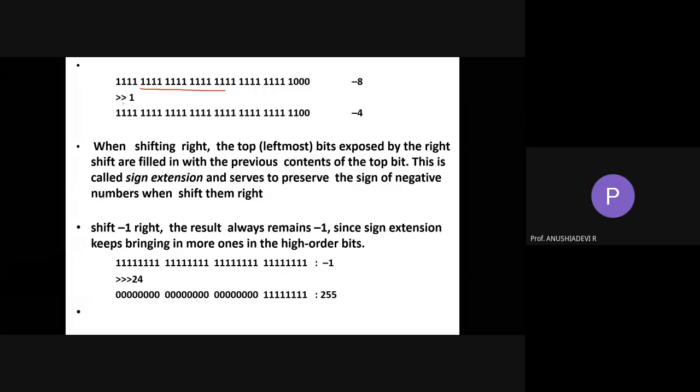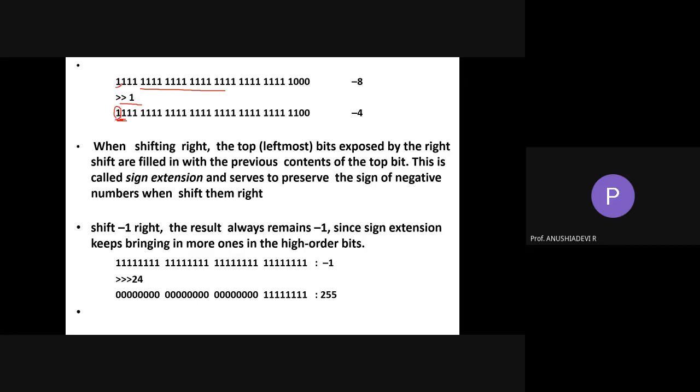And I am shifting right by 1, here is an example. After shifting 1 bit to the right side, I have one empty space. That empty space is filled with 1, because here I am having 1 at the most significant bit. So that's why 1 is filled here. Got it?